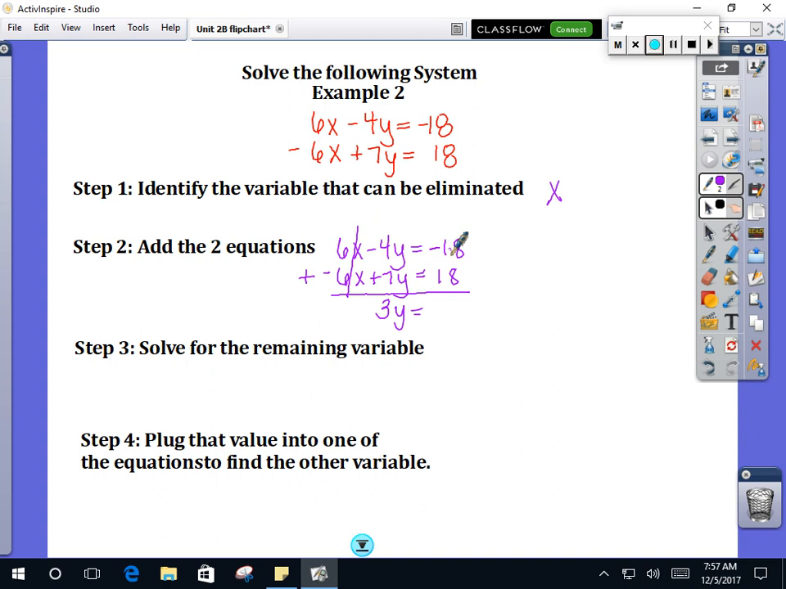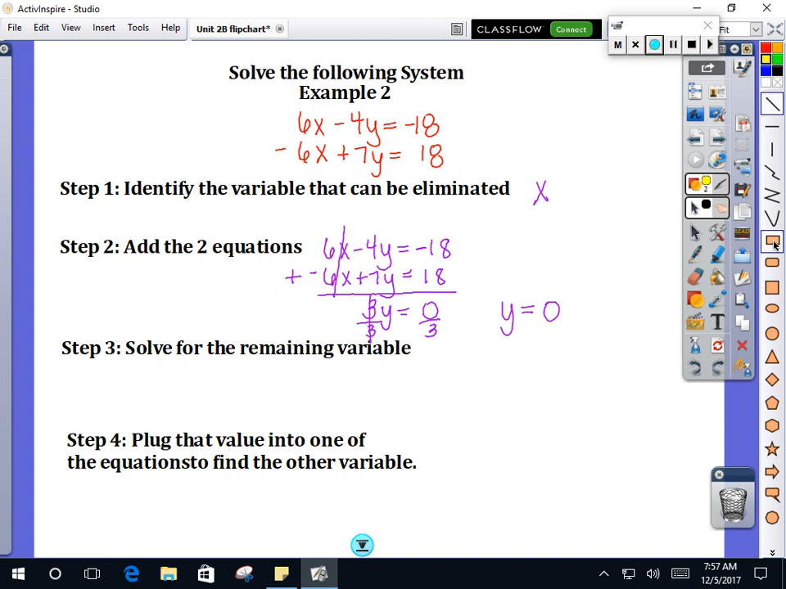And then negative 18 plus 18 is a 0, but you have to write it, okay, because you can't just leave this side of the equation blank. Now to solve for y, we need to get the 3 away from it. They're being multiplied, so we divide by 3. Those cancel, leaving y by itself. And then 0 divided by anything is 0. Okay, so we now know that our y value is 0.